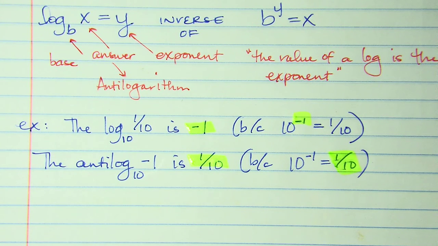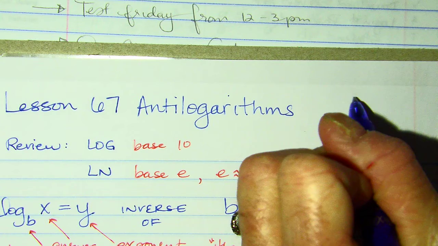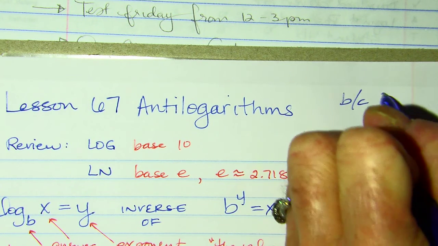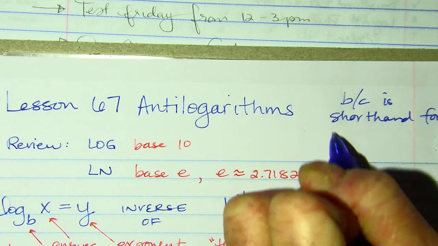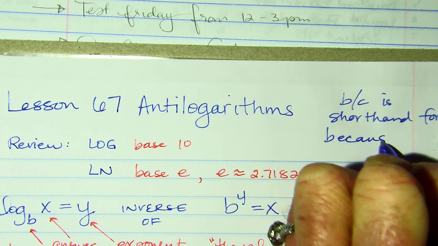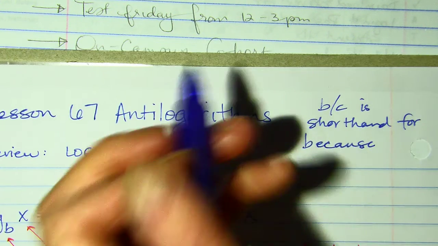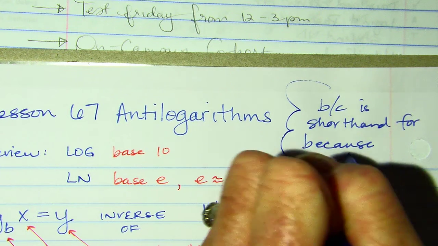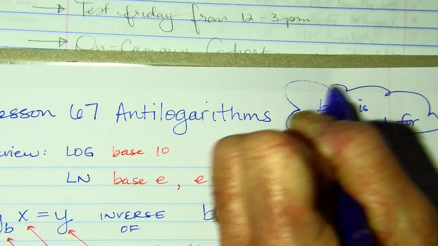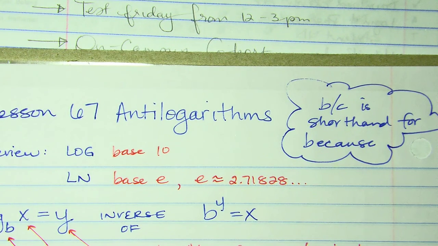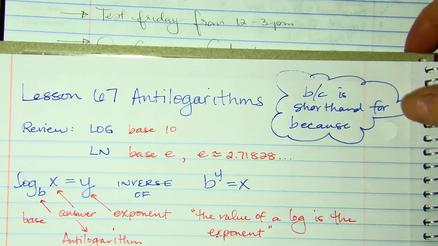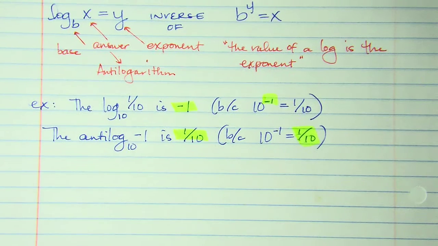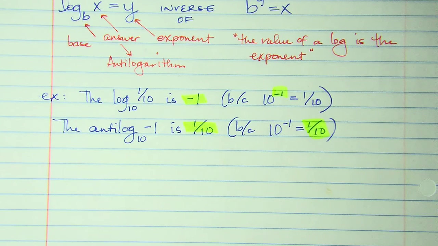I hope you realize when I write b/c, it is shorthand for because. When I was in college, the professors talked really fast and we had to learn to take notes using shorthand. And that was something a professor showed me. B/C is because. So if you see me write that, I'm writing that shorthand for because. So I'm going to do one more.